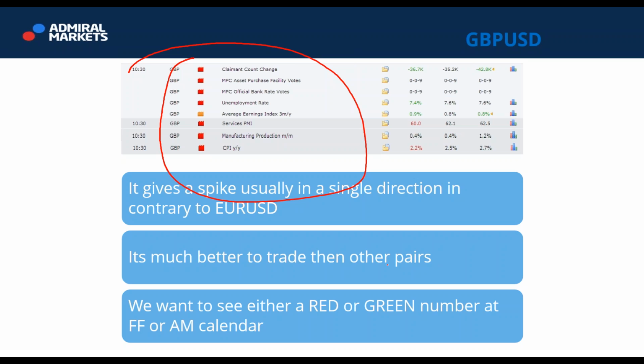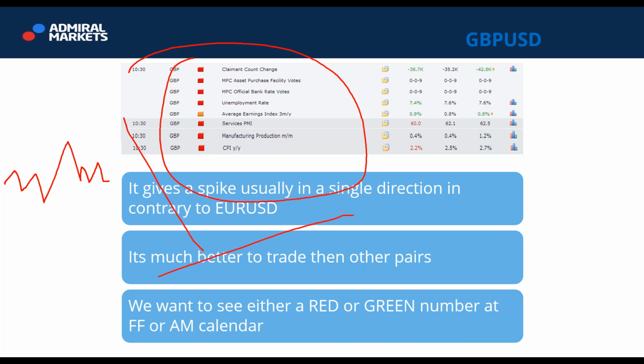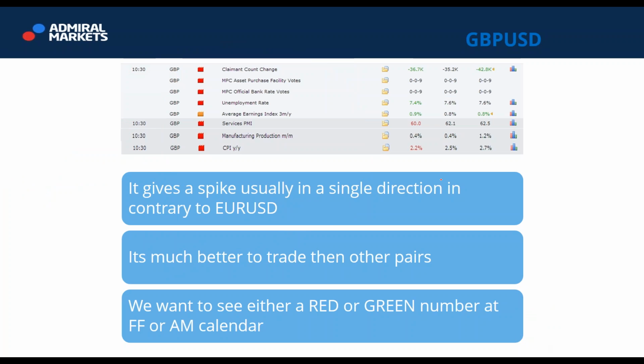Okay? Pound dollar is good because usually it goes in a single direction, in contrast to euro dollar. Euro dollar news usually have some whipsaw spikes and momentum after the news has been released, but pound dollar usually has one directional moves, in the direction that is determined by the news deviation.